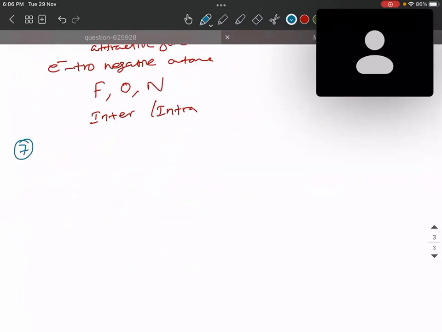Write the significance of plus and minus in the orbital. So when you are drawing an orbital like this, with plus and minus, what does it indicate?